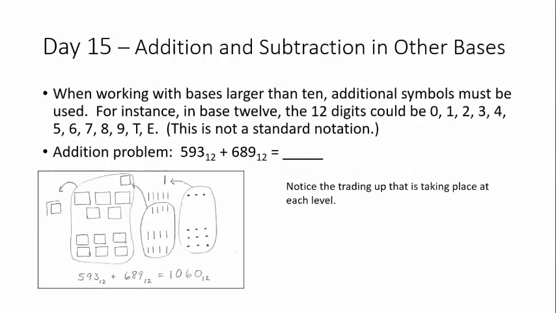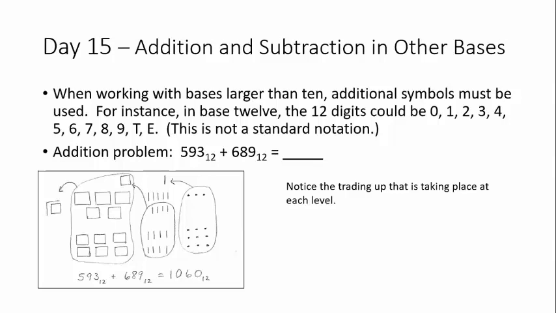We can have bases larger than 10. Here's an example from base 12. We only have 10 digits that we use in our numeration system. We can use letters to represent the other 2 digits. So I have my digits 0 through 9, and then I'm using the letter T to represent 10, and E to represent 11. That makes it easy to remember. In other books, you might see A and B being used, or some other character. So this is not standard notation.